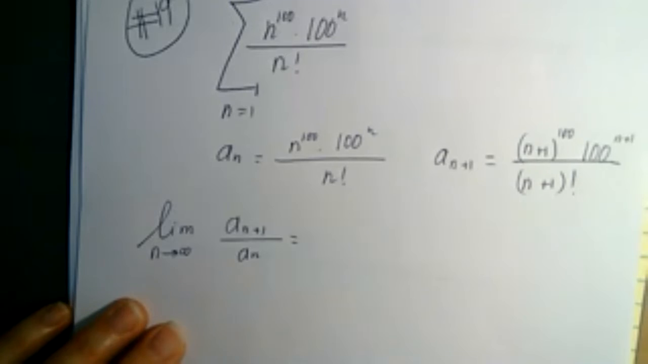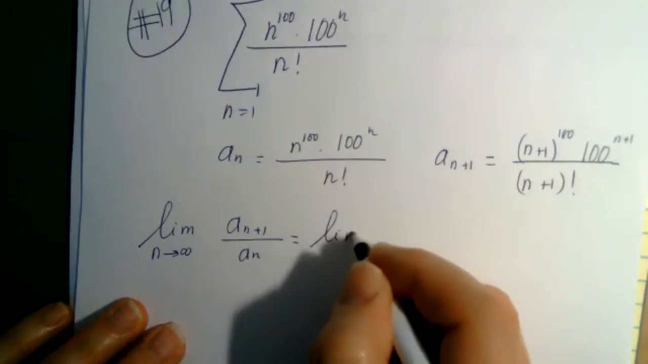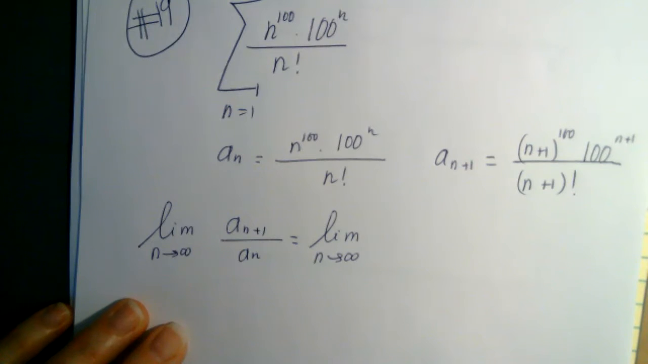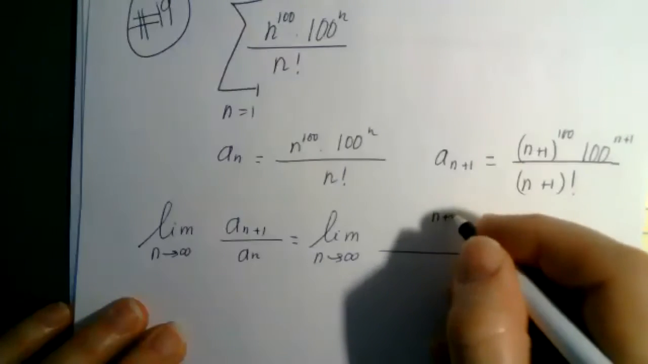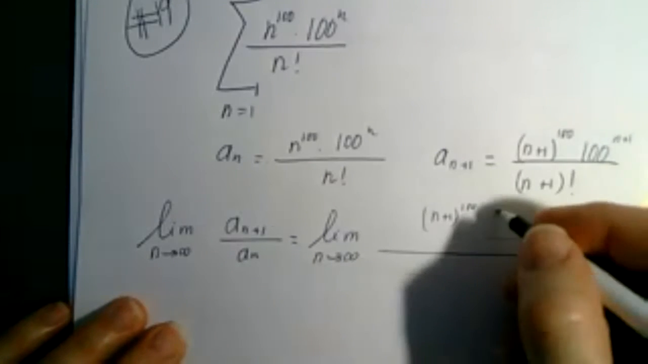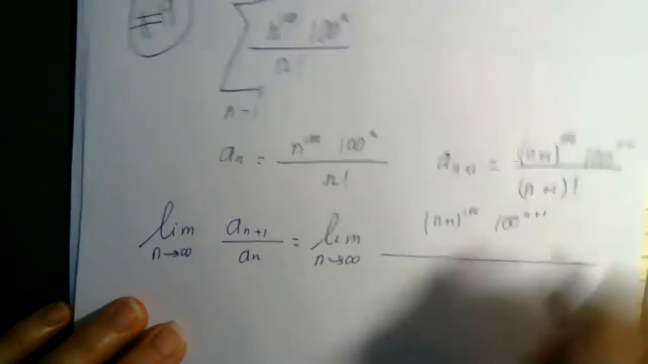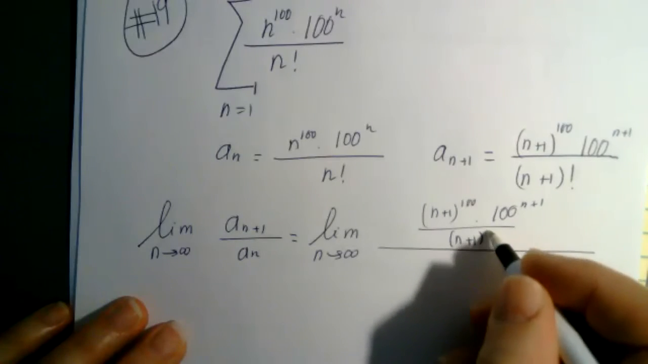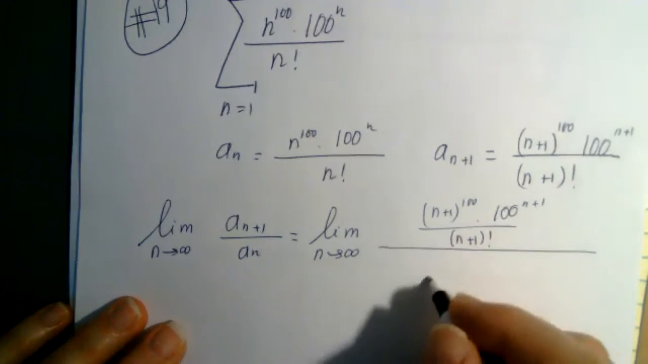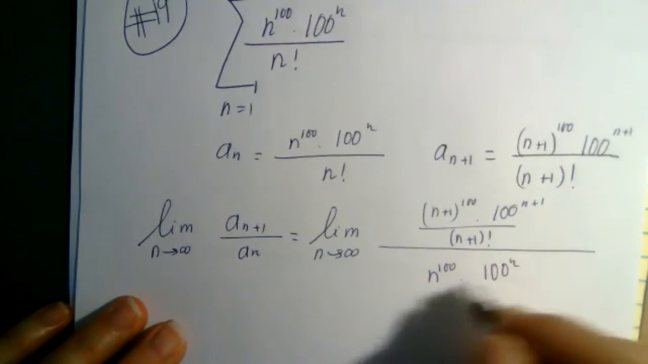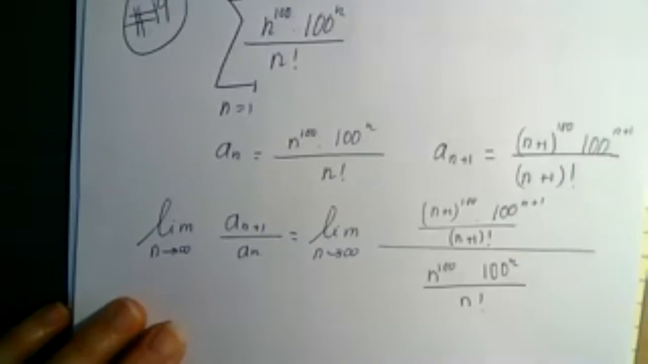Okay. It means that's the limit as n tends to infinity of... Okay, so what is n plus 1? (n plus 1) to the 100, 100 to the n plus 1 over the quantity (n plus 1) factorial, divided by n to the 100, 100 to the n over n factorial.